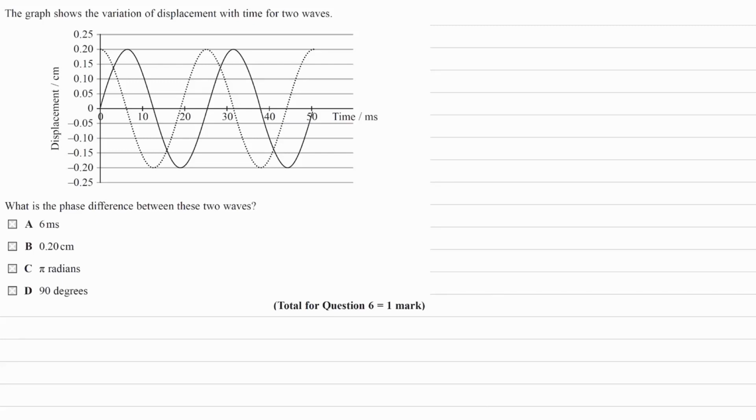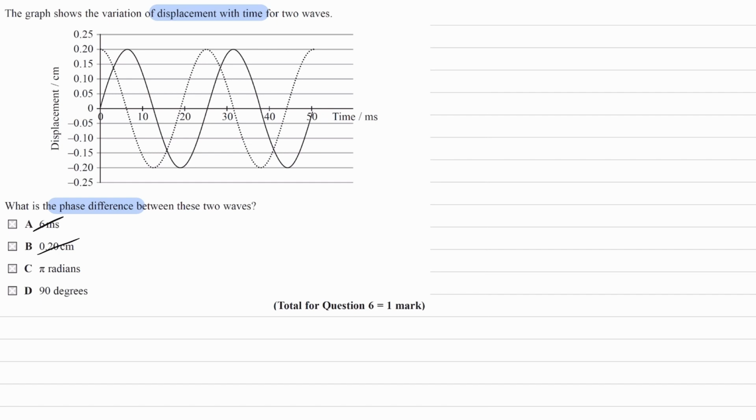The graph shows the variation of displacement with time for two waves. What is the phase difference between these two waves? So remember that phase difference must be expressed in degrees or radians. So actually, from that we can straight away rule out option A and option B. It can't be those two things because neither of them are in degrees or radians.